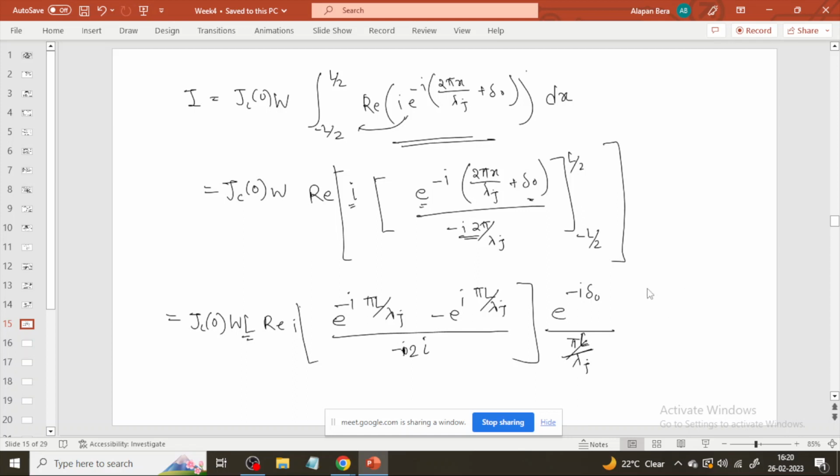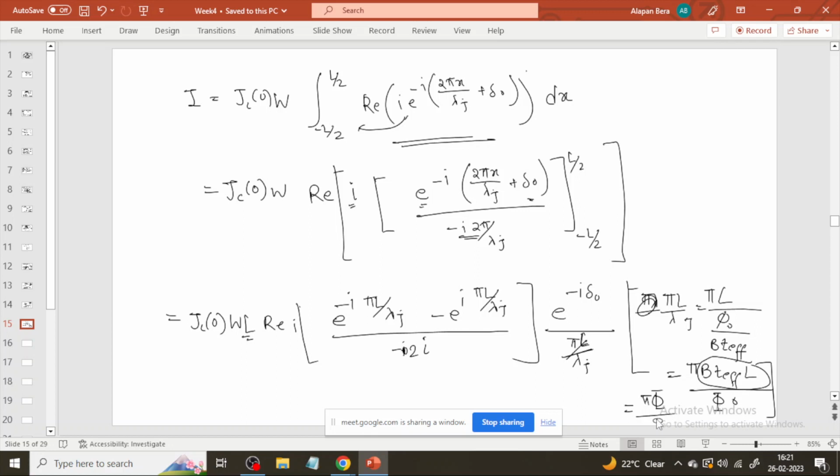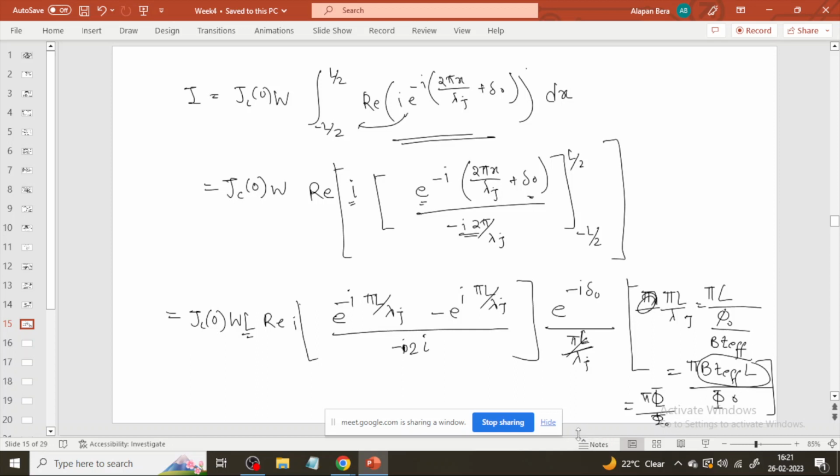Now what is the value of pi L by lambda j? The lambda j is given by phi naught by B. We have already derived it before, so we will multiply this. This gives us this, and remember this is the total flux through this normal metal region. The total flux is denoted by phi, so you can write this as phi by phi naught.